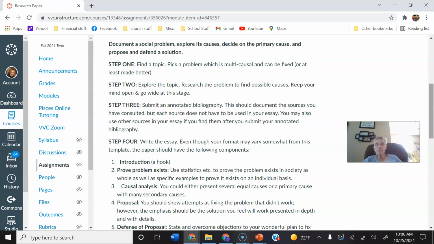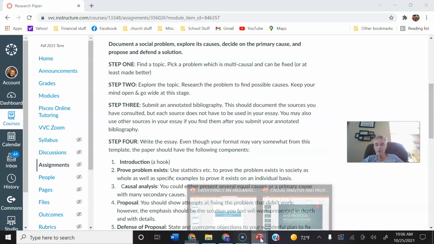And then you're going to submit an annotated bibliography, and we'll go over that a little bit more next time. So just make sure that you document the sources you consulted. And then each source does not have to be used in your essay. You can use other sources in your essay if you find them after you submit your annotated bibliography. So, and then write the essay. And for that, we're going to go to the PowerPoint.